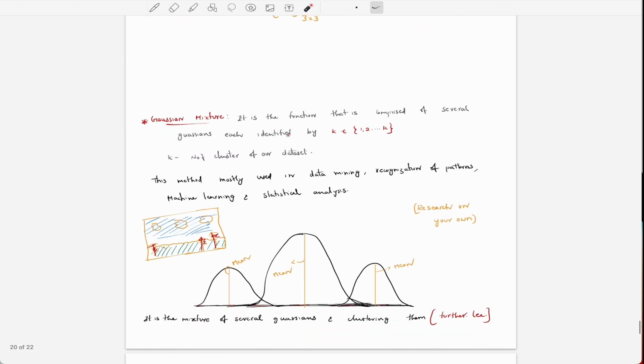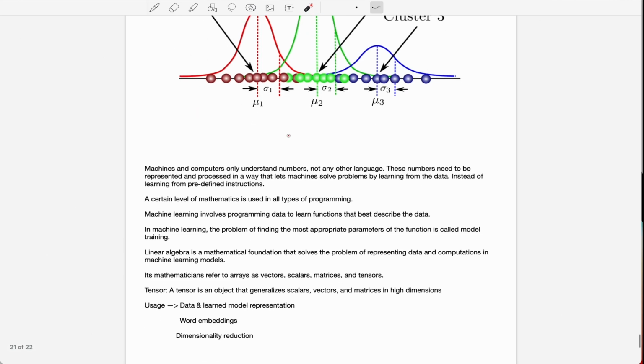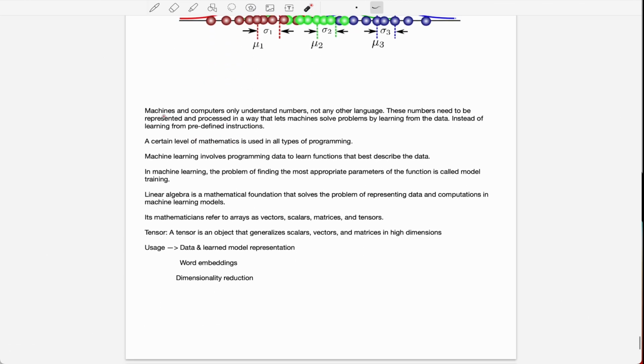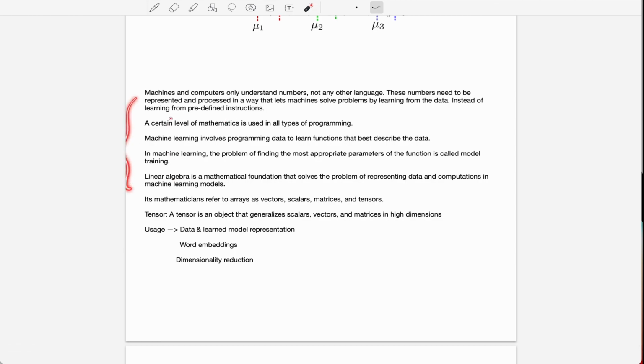After that, I have typed the notes here, so I'll read them for you. It's just an outro, a finishing touch of this matrices lecture. Okay, so machines and computers only understand numbers. As I said in our vectors lectures, they can only understand numbers, not any other languages.